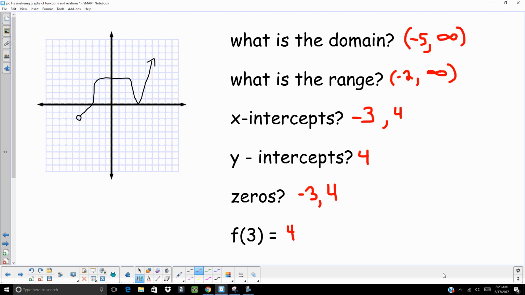All right, the domain on this one, you got that point right there, that's my smallest x value, that's -5, and that is going towards infinity to the right, so from -5 to infinity, and you need to use parentheses on both of those. My range, my lowest y value is -2, and it's going up towards infinity, so -2 to 8. It's crossing at -3, touching at 4, so my x-intercepts are -3, 4. My y-intercept is 4. My zeros are the same as my x-intercepts, and when x is 3, y is 4.